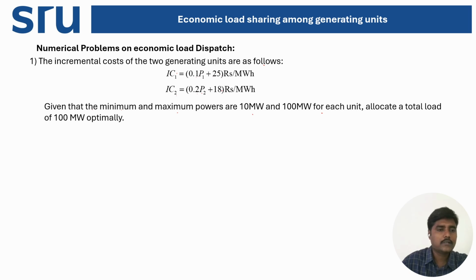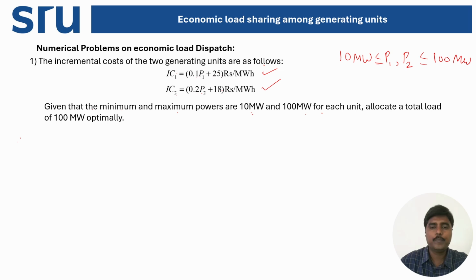So now let me try to give the picture of the problem so that you can apply the given conditions and solve it. Here the incremental fuel costs of the two units are given, and the minimum and maximum power limits are given for both units. That means the power outputs of the two units, P1 and P2, should satisfy this condition.